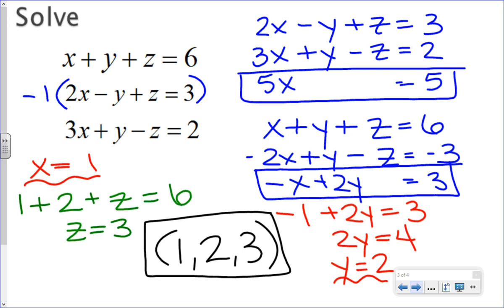Okay. Does it work in each equation? 1 plus 2 plus 3 is 6. 2 times 1 minus 2 plus 3 equals 3. 3 times 1 plus 2 minus 3, that equals 2. Hey, you don't have to show me that you checked it, but go through the process of checking it for your own satisfaction of, okay, I really do have the right answer.